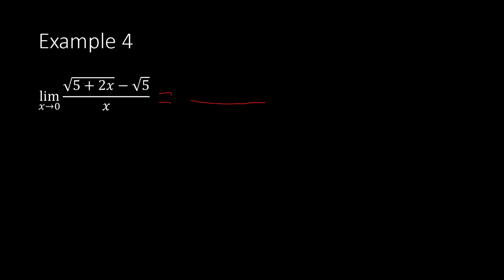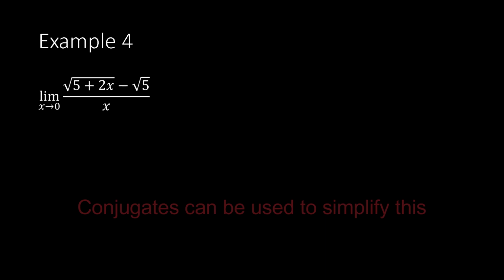And as you can see, this is going to be 0 on the bottom, and square root of 5 plus 2 times 0 is just square root of 5. So this is again going to be 0 over 0. Now, as I talked about in the beginning, whenever you see square roots adding and subtracting, you're going to think to use conjugates. So I'm going to start by multiplying the conjugate.